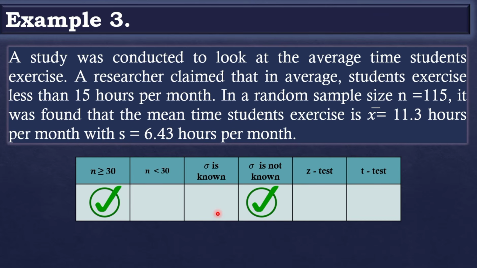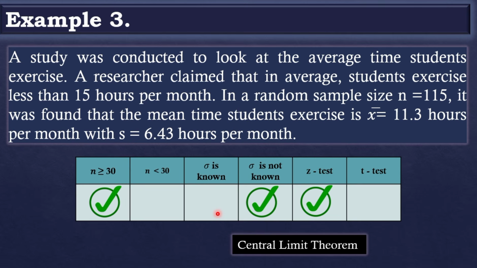So, kapag ganito class, if your n is greater than or equal to 30 and your population standard deviation is not known, so anong pinaka-appropriate tool na gagamitin natin? Z-test pa rin, no? Z-test pa rin according to the central limit theorem, no? Kapag malaki yung sample size and then the population standard deviation is not known, so ang gagamitin natin is Z-test or the standard normal distribution. Next.